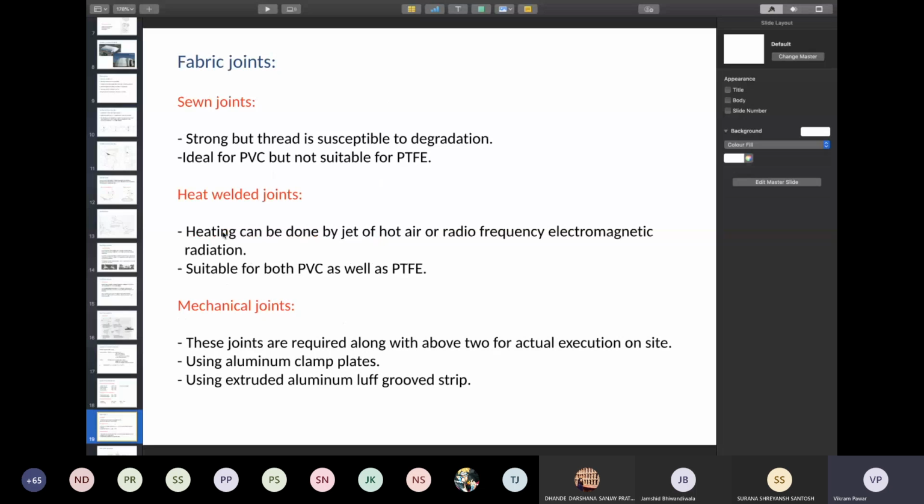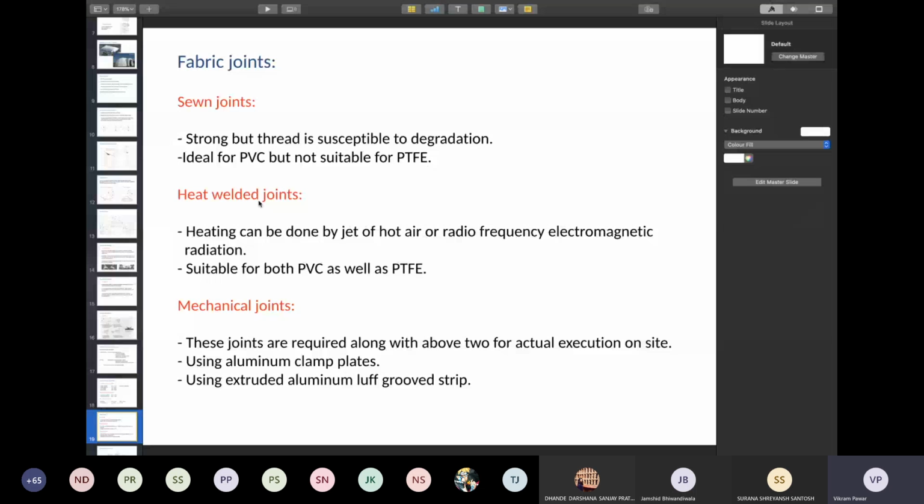Fabric joints: you have different ways in which fabrics can be joined. There are sewn joints, there are heat welded joints, and there are mechanical joints. Sewn joints are strong, but the thread is susceptible to degradation, so you have to pay attention to what kind of thread you are using also. They are ideal for PVC but not suitable for PTFE.